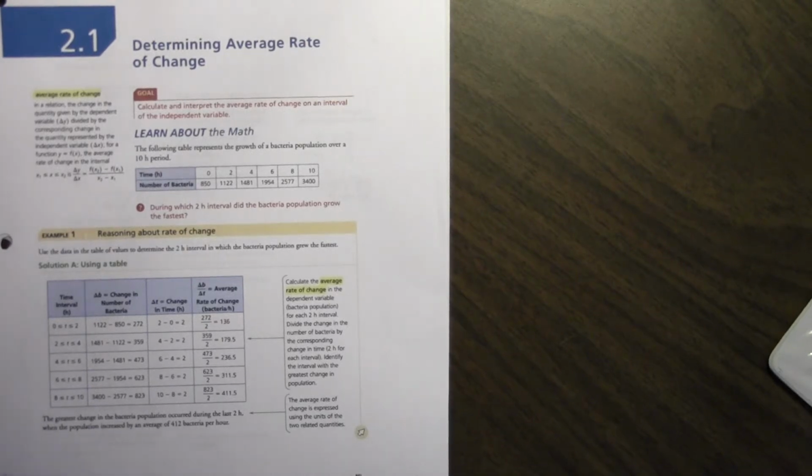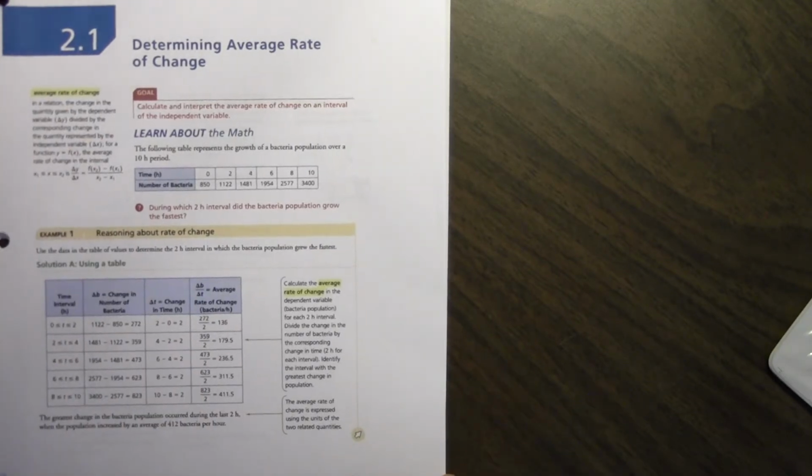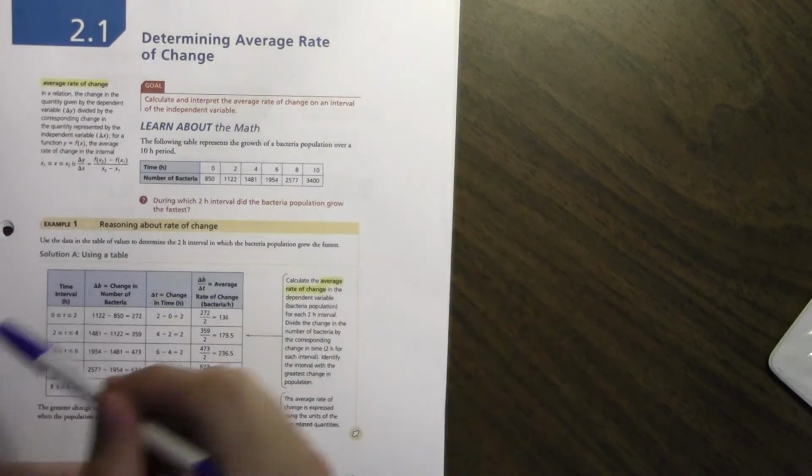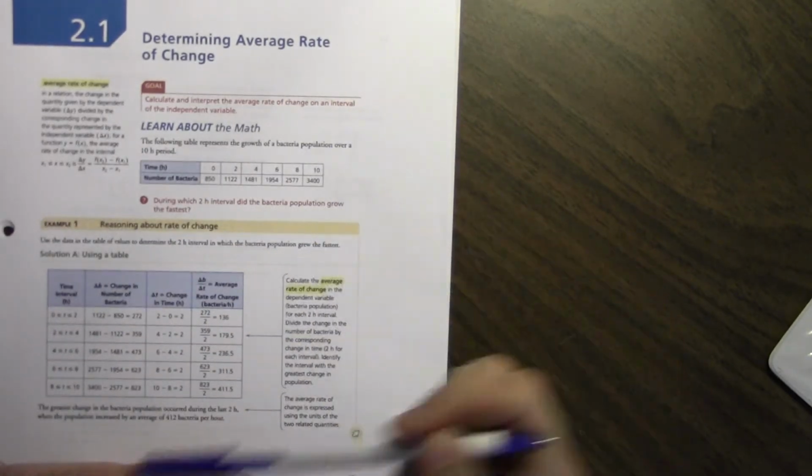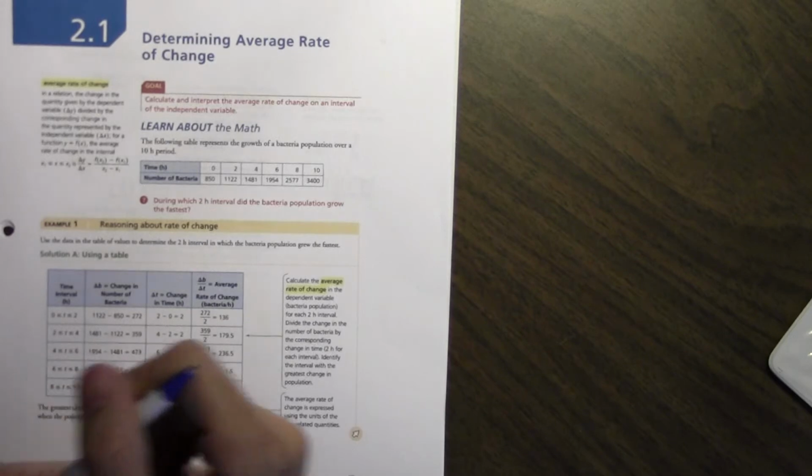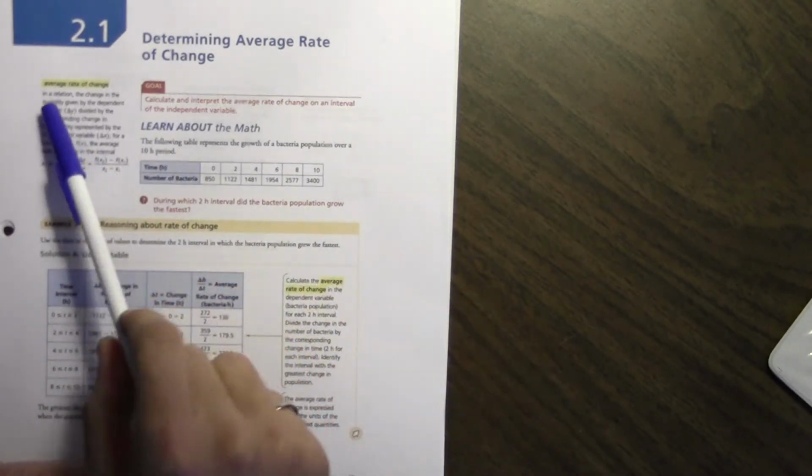Okay, this is 2.1, determining average rates of change. Introduction to chapter 2. This is the very beginning of calculus. This is kind of where it all starts. It starts off actually quite simple. The average rate of change is really just kind of another word for slope between 2 points. Okay? They'll define it here.